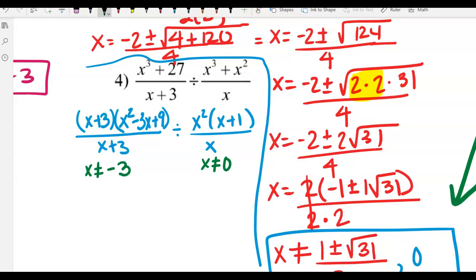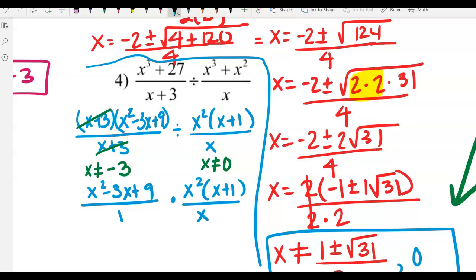Now, can you guys see that before we flip, we can also reduce the x plus 3 on the top and x plus 3 on the bottom? That's okay too. You can reduce. And then now we will rewrite. By the way, if we reduce, what's on the denominator now? 1. We will multiply by its reciprocal, which is x squared times x plus 1 all over x. Oh, I didn't flip. Sorry. It's x squared times x plus 1.